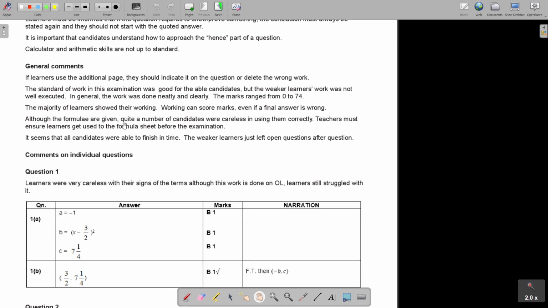So if we can, we're going to search for formulas there. It seems that all candidates were able to finish in time. That's a good thing. The weaker learners just left open question after question.